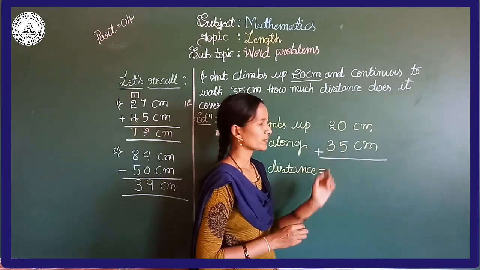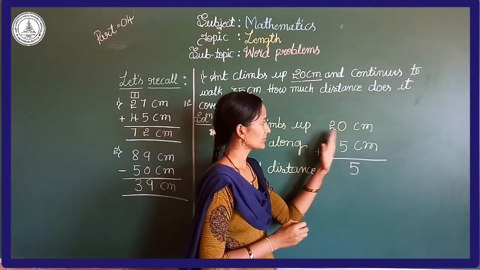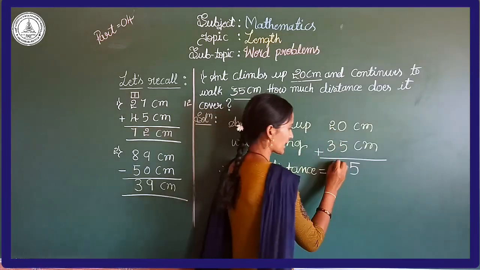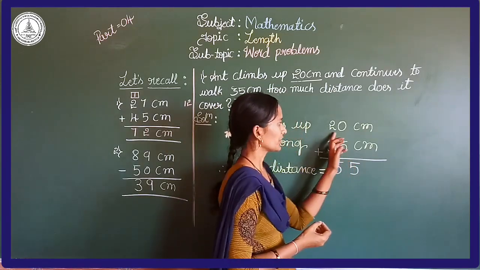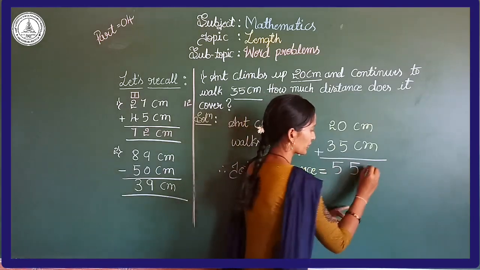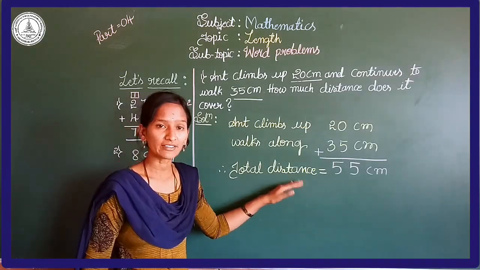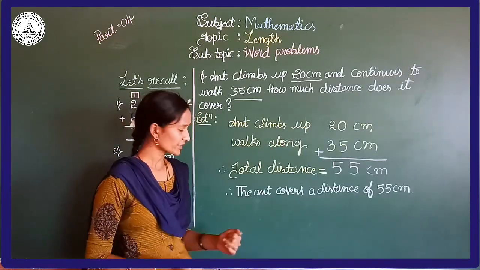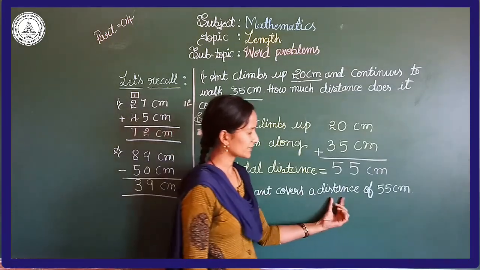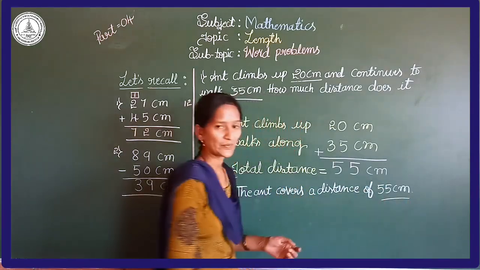See, 0 plus 5. What is 0 plus 5? It is 5. Okay. Next, come to the next one, that is 2 plus 3. What is 2 plus 3? 2 plus 3 is again 5. So 20 centimeter plus 35 centimeter gives the sum as 55 centimeter. So this is the total distance covered by the ant, right? Students, this is the conclusion statement: the ant covers a distance of 55 centimeter, right? So this is the answer.